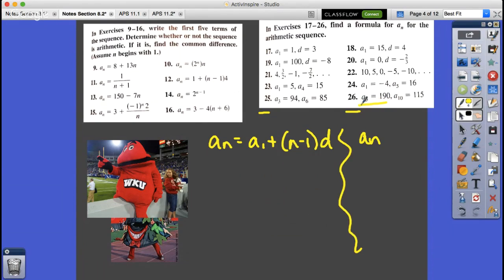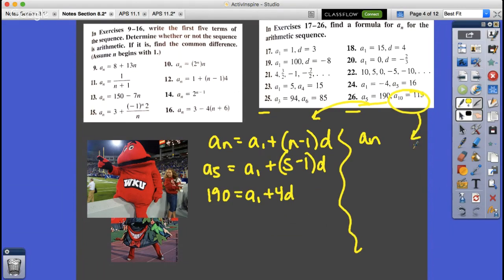So if I was plugging this in, I would say a sub 5 is equal to A1, we don't know what that is, plus 5 is n, right? So 5 minus 1 times D. And a sub 5 is already 190, so we just say 190 is equal to A1 plus 4D. And you could do the same thing for this one, right? And if you kept going, by the way, this one would be, just so you know, 115 equals A1 plus 9D, okay?